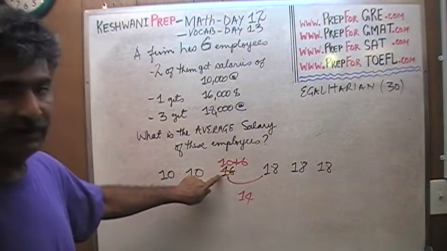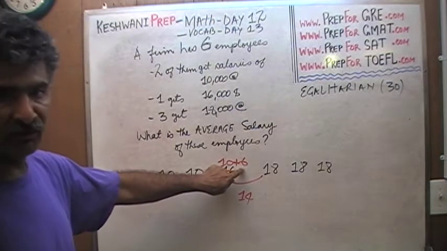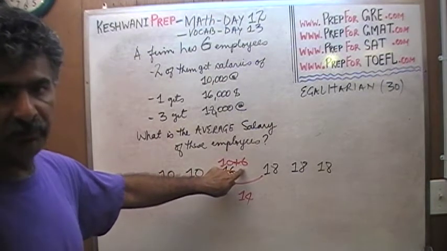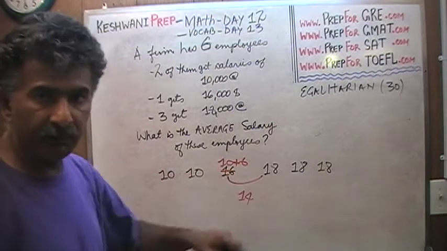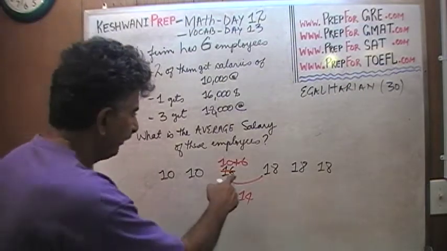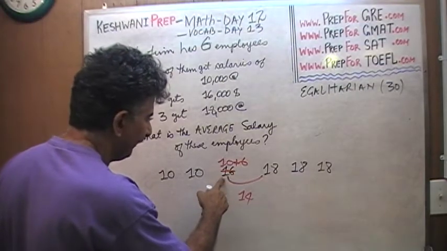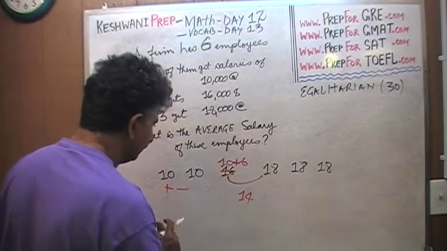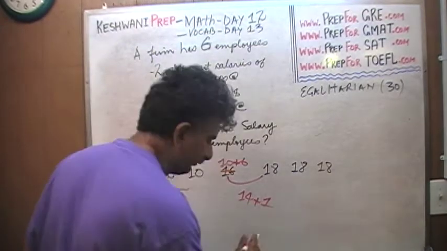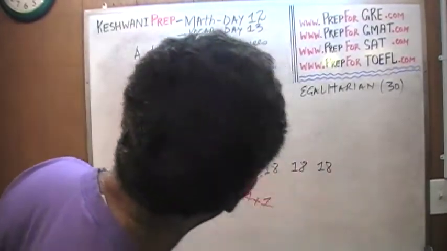Here we have 16, not 10. We have 6 more. So what do I do with the extra 6? It is very simple. Give an additional 1,000 to everybody. Take away this extra 6 from here to make this 10 and give it to everybody. So the average instead of 14 is going to be 15. The average is 15.